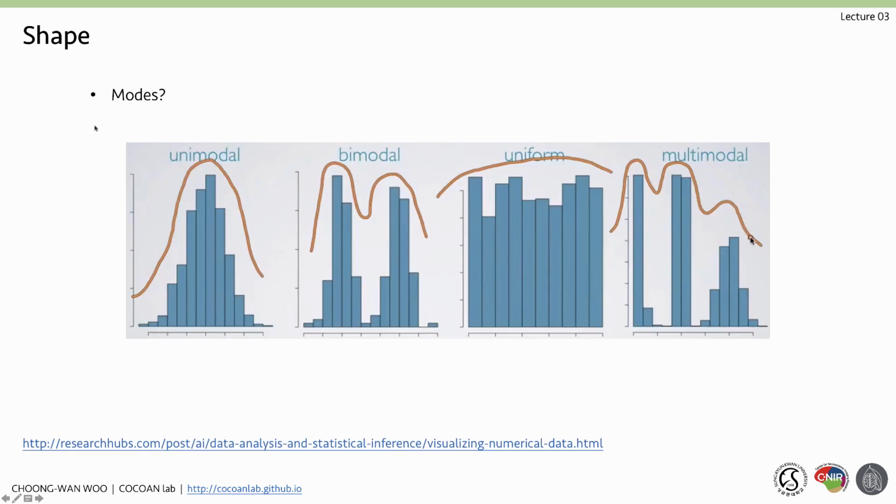And we want to know the shapes of the distribution. There are different modes. This is unimodal, which means there is one bump, so the distribution has just one group. There could be bimodal, like that, with two bumps. Uniform is not the bell shape, but the same distribution, the same probability across the numbers. And there could be multimodal, with multiple bumps.